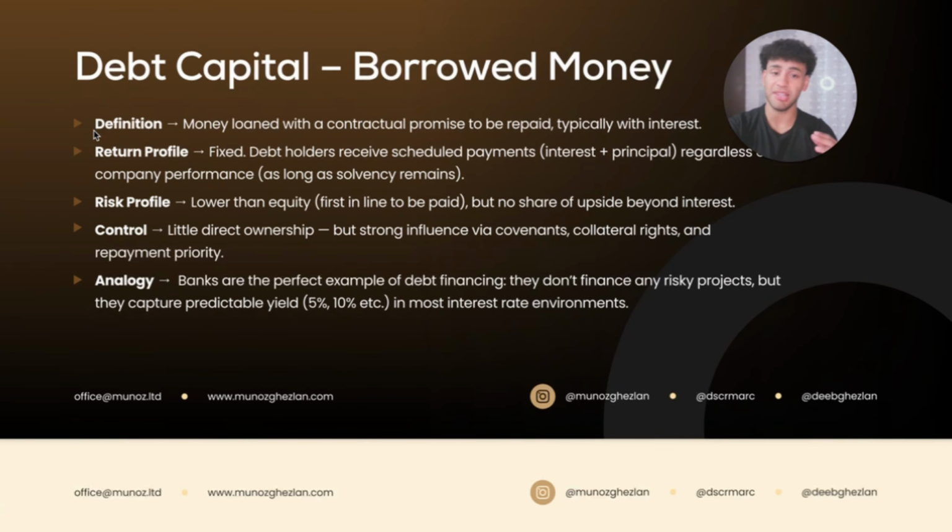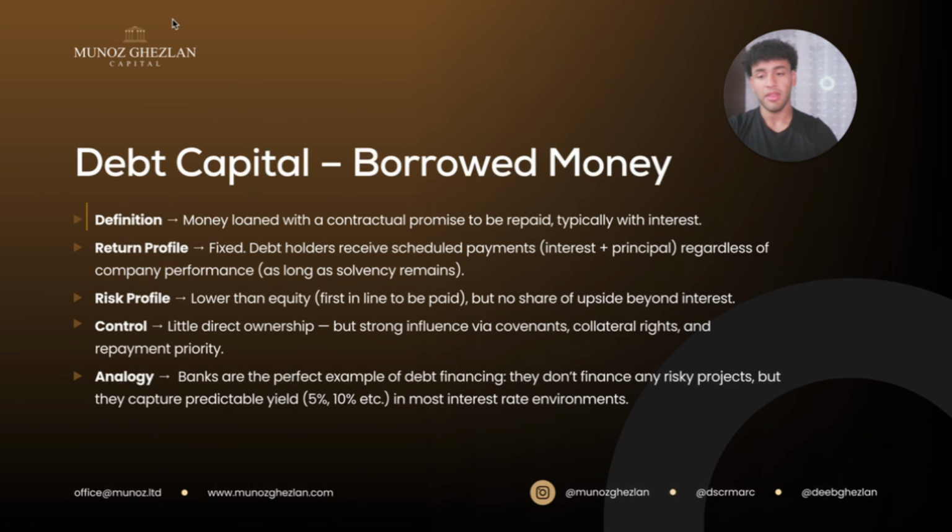That's going to be completely different from debt, where the definition is going to be money loaned with a contractual promise to be repaid, typically with interest. All forms of debt are effectively a contract where I'm lending you maybe $100 and you're going to pay me back a certain percentage, so it's fixed. It's not variable, it's not like equity, it's fixed. Debt holders receive scheduled payments regardless of a company's performance, and the risk profile is completely the opposite of equity's. Whereas equity is very risky, debt is seen as being very safe.